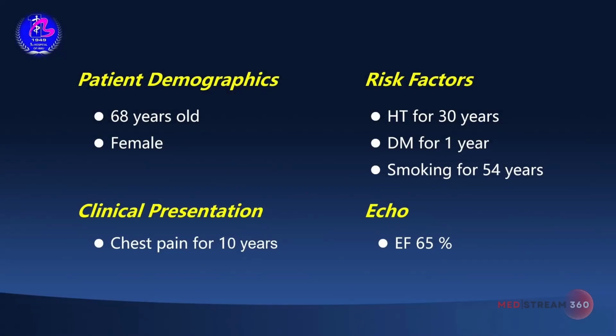The patient is 68 years old with hypertension for 30 years, diabetes for 1 year, and smoking for 54 years. His chief complaint is paroxysmal chest pain for 10 years. His ejection fraction is 65%.